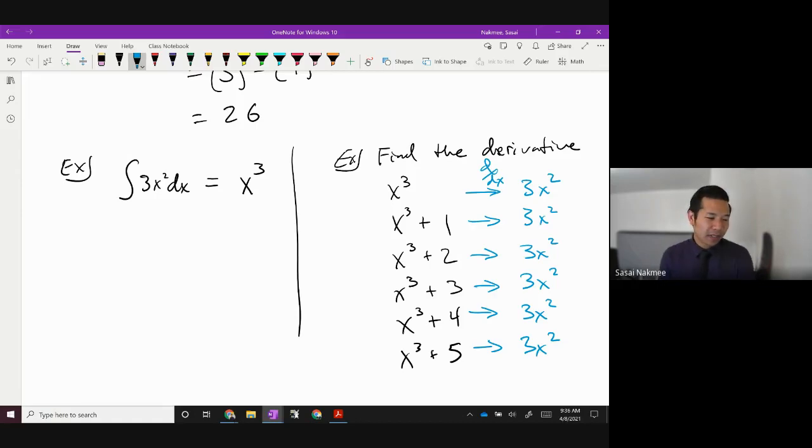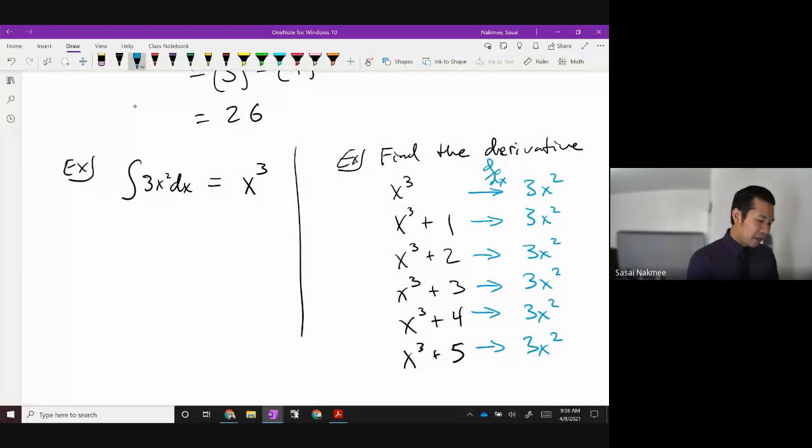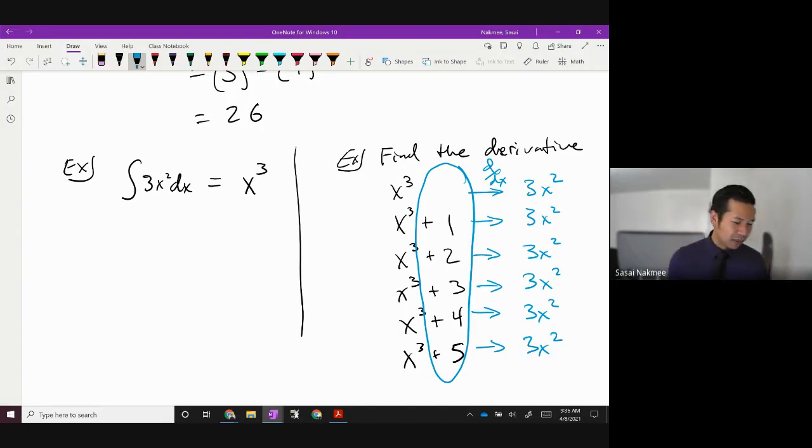My question comes back to this then. If I do the integral of 3x squared, I know I'm supposed to get x cubed, but how do I know which one of these I get? If you look at them, they're all just constants, aren't they? They're all just constant numbers, aren't they? Because if you take the derivative of 1, it's 0. If you take the derivative of 2, it's 0. If you take the derivative of any constant, it's equal to 0, isn't it?